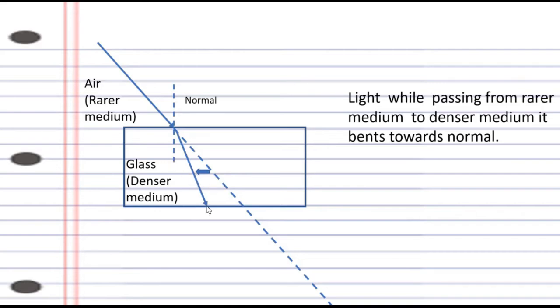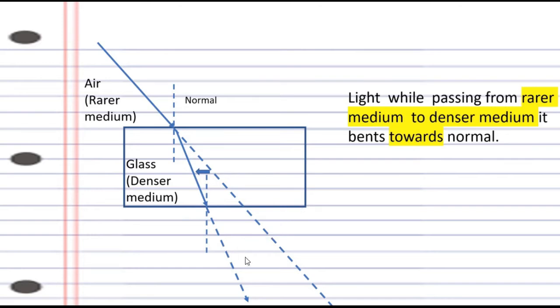Now look at the refracted ray. This is the refracted ray. And what is its actual direction? Its actual direction is this. Okay. Now what we had done? We had drawn the normal here. And what is that normal? That normal is a perpendicular drawn to the plane of the glass slab.